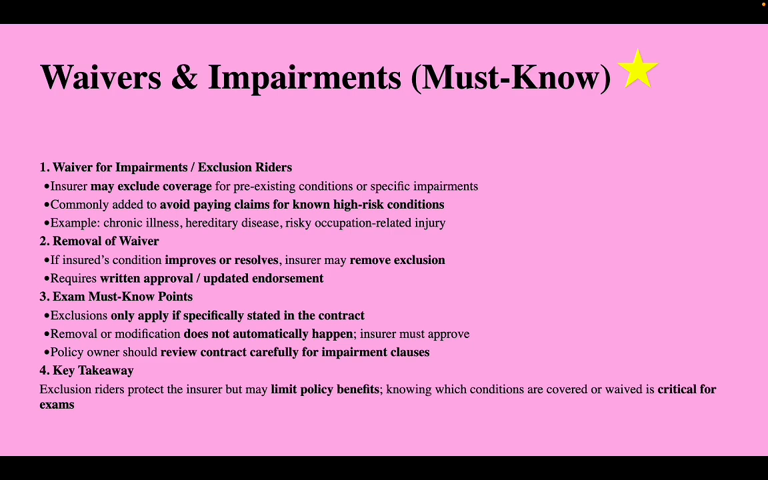Slide 10, Waivers and impairments. Insurers may include waivers for impairments, excluding coverage for specific conditions. These exclusions can sometimes be removed if the insured's condition improves over time.